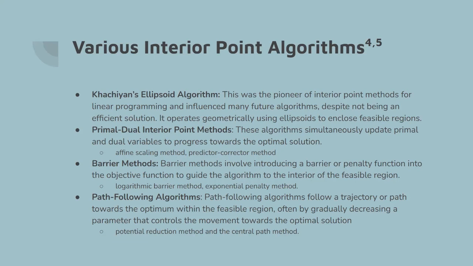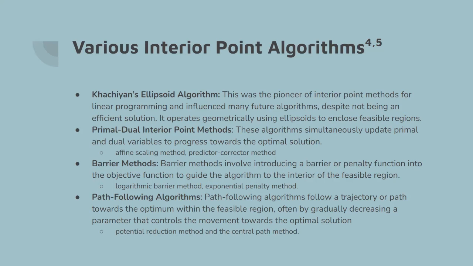Next is the primal dual interior point methods. These algorithms simultaneously update primal and dual variables to progress towards the optimal solution. Some examples are the affine scaling method and the predictor corrector method. Next are barrier methods. Barrier methods involve introducing a barrier or penalty function into the objective function to guide the algorithm to the interior of the feasible region. A really common example of this is the logarithmic barrier method and the exponential penalty method.